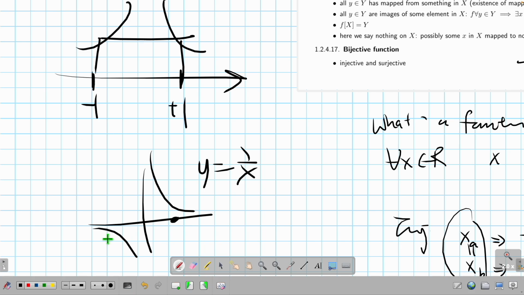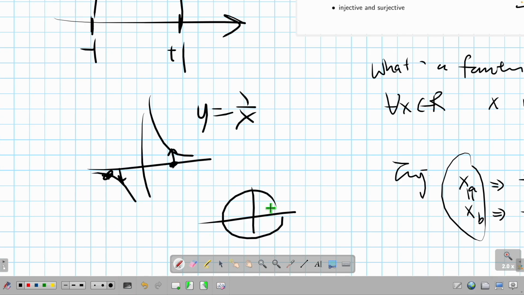What about y equal 1x? Okay, look something like this. Distinct x, but one go up, one go down. Yes, this is injective. Okay, then what about this? Well, 1x go to 2y.